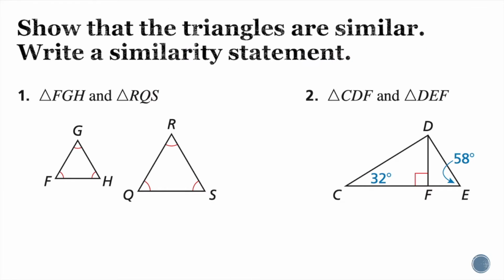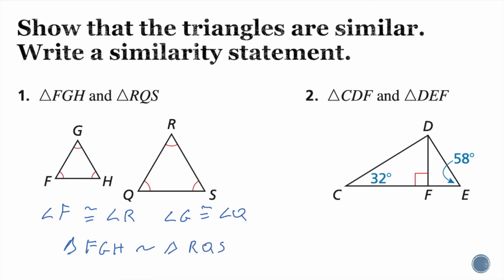I want you to try these on your own. Feel free to pause the video and let's get started. Great. So what you should have gotten is one of these. There's a few different combinations for number one, but more or less, angle F is congruent to angle R. Angle G is congruent to angle Q. So triangle FGH is similar to triangle RQS by, again, the angle-angle similarity theorem.